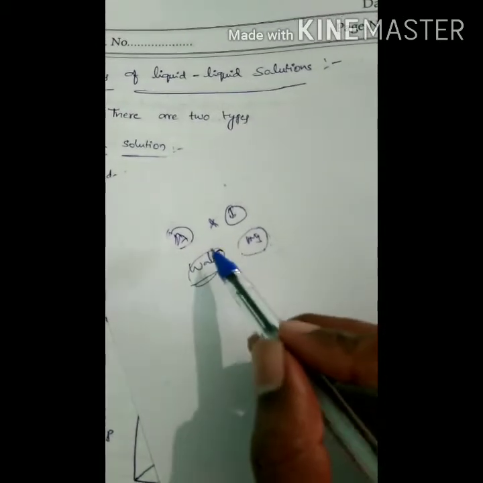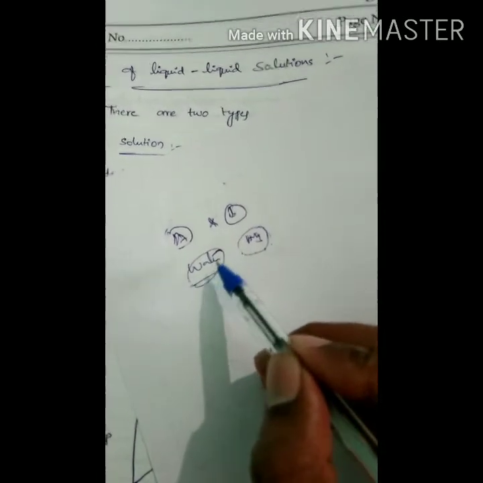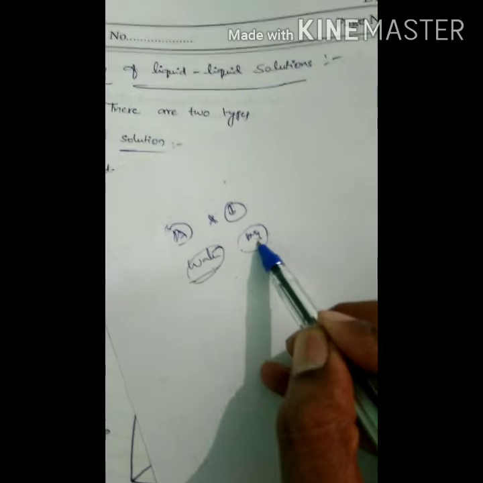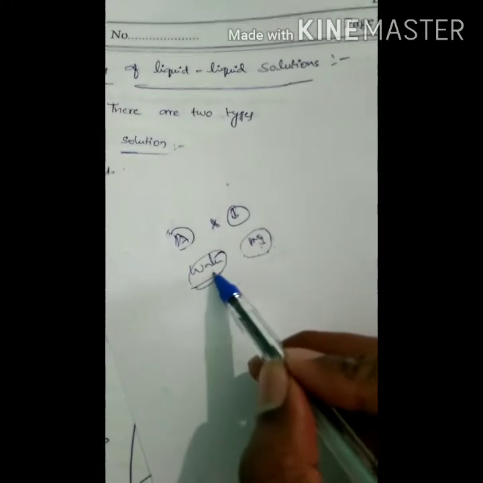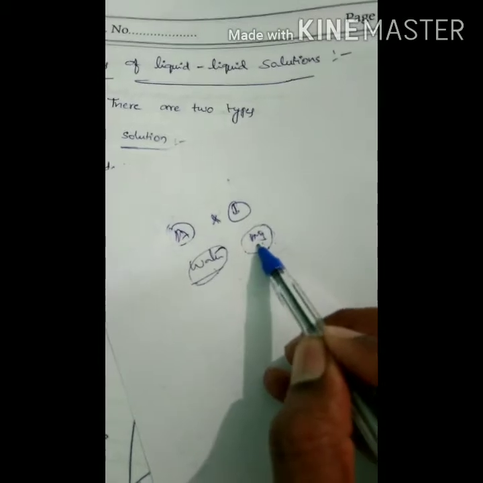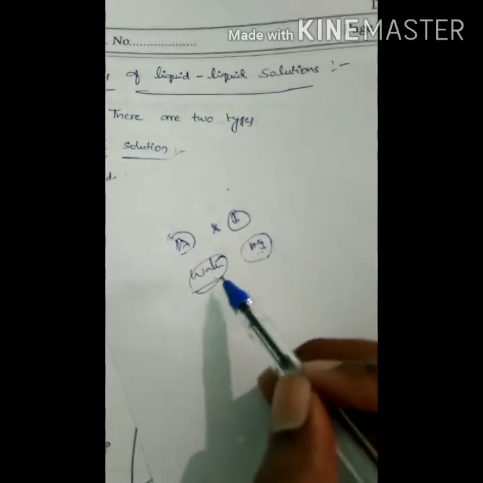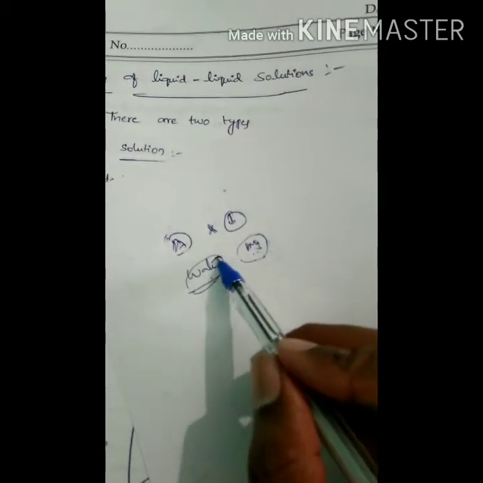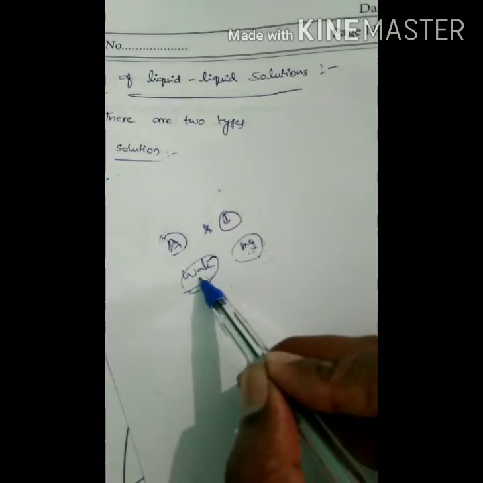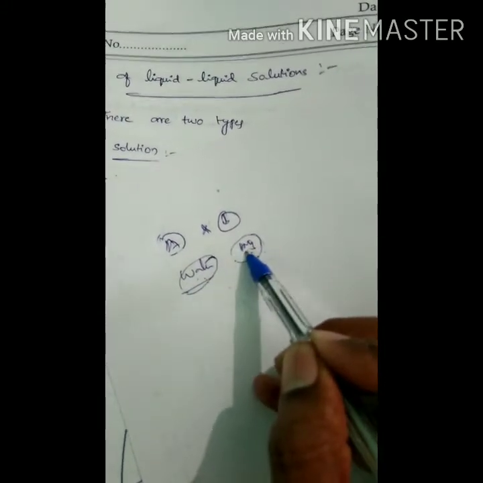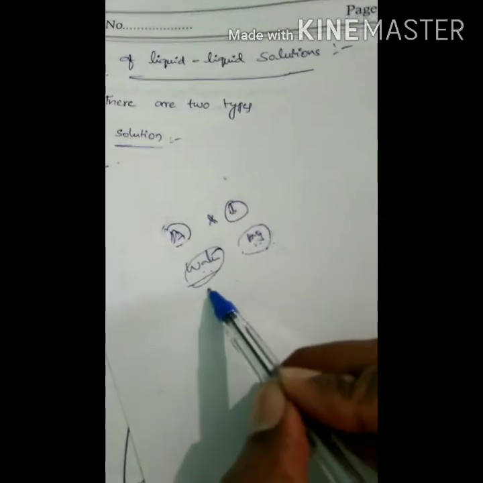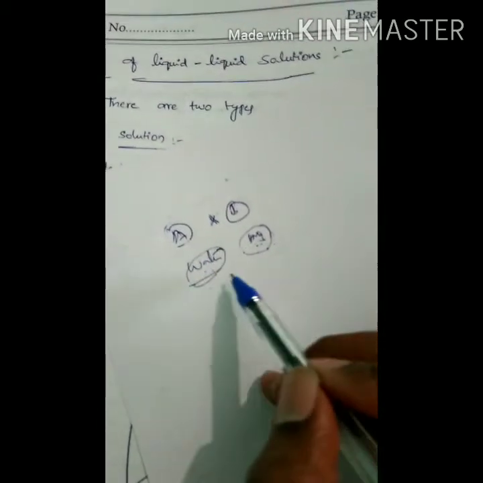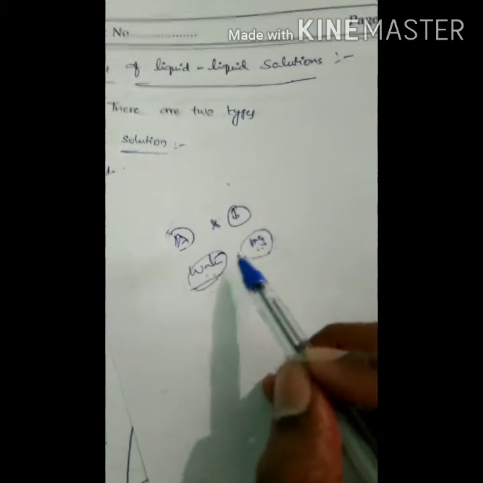If water is mixed with HNO3, then also attraction forces exist between water and HNO3. Here the point is that the attractions between water molecules and HNO3 molecules are the same as before. Such solutions are called ideal solutions.